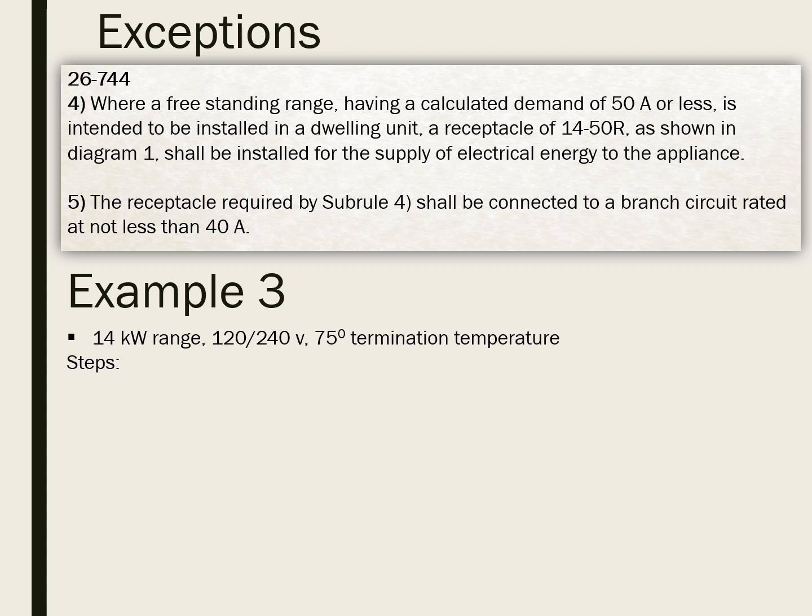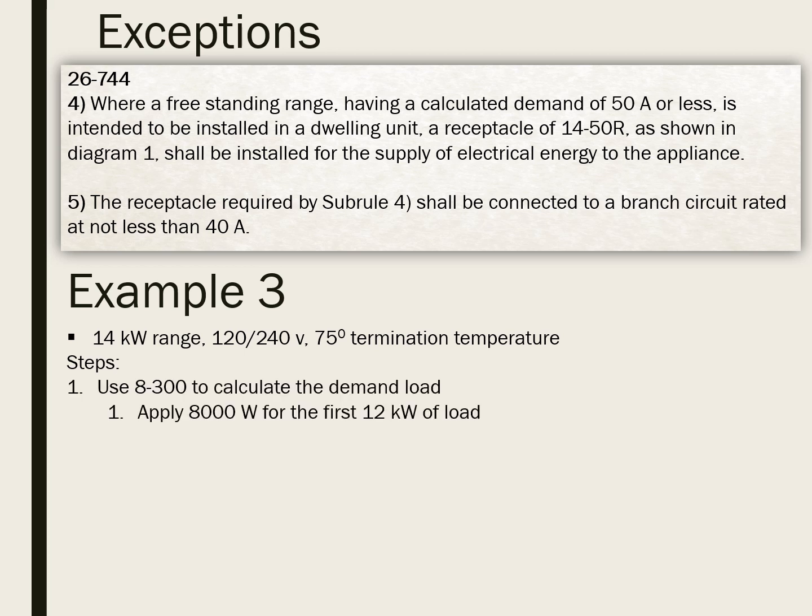Let's look at a range example to see how this works out. We have a 14 kilowatt range with a 120/240 volt rating, which means it's dual voltage, which means it's on a 2-pole breaker, and it has a 75-degree termination temperature. The first step is calculate the load.